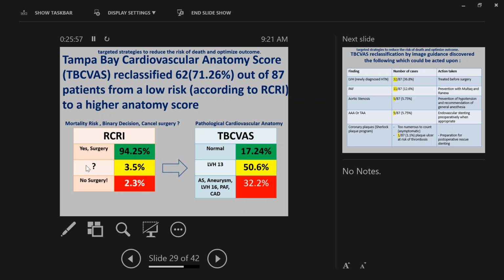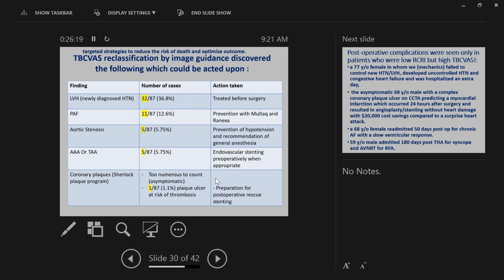So we took these people and then reclassified them with the Tampa Bay Cardiovascular Anatomy score, and we've got normal 17.24. We've got some risk at intermediate, about 50%, and then the high risk was 32.2%, and these are the ones that we want to focus on in trying to make some change. So here's what we did. We reclassified them by image guidance, and then we had things that we could act upon, again, targeted strategies to reduce the risk of death and optimize outcome.